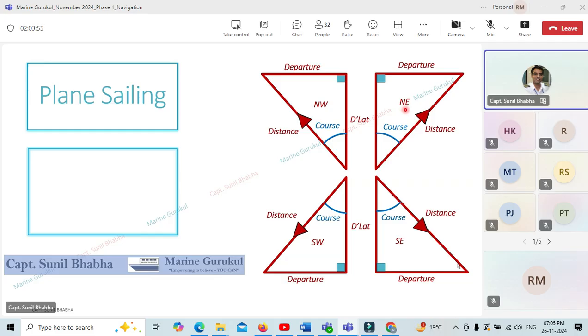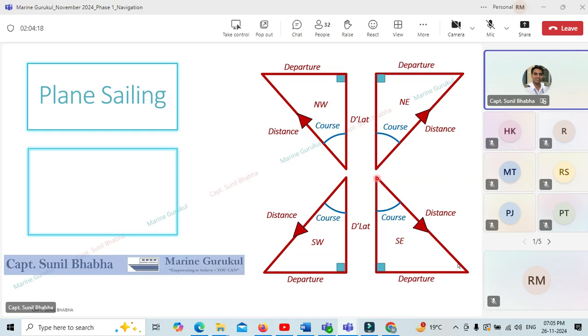Second thing to keep in mind is that whenever we are doing plain sailing calculations, the course which is obtained is always the quadrantal course. It is not the three-figure notation or true notation course. It is the quadrantal course. In case of the northeast triangle, this course is north so many degrees east.